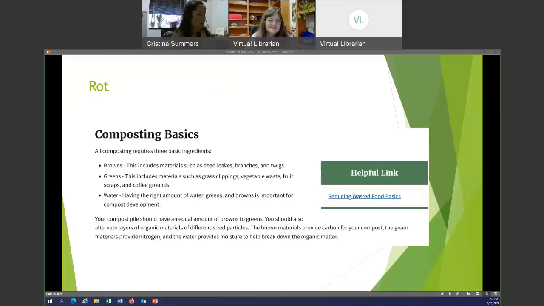Okay, rot, that's another R, which refers to composting. I'm an avid composter. They say that up to a third of our food goes to waste or rots, and I guess most times it ends up in the landfill. It doesn't have to, of course. It can end up in your compost pile.